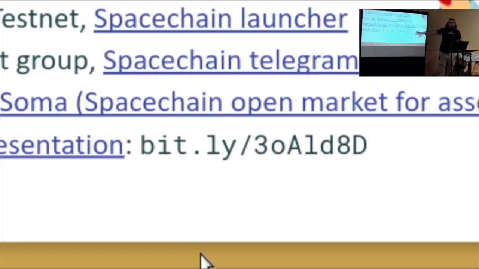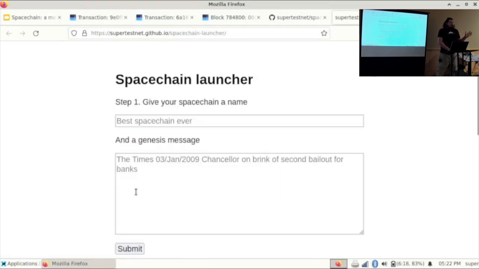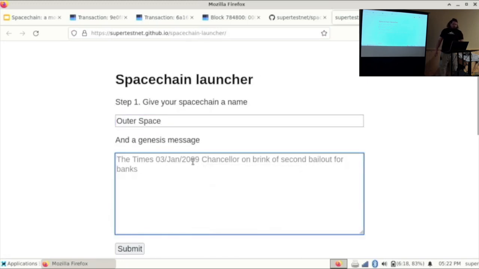All right, everybody good? Great. So, now, everyone should be on this page. Everyone who brought a laptop and wants to do it, you can be on this page, and we're going to make a space chain together. Ready? Let's do it. What are we going to call our space chain? Outer space. You can optionally include a Genesis message, just like Bitcoin had one. What do we want our Genesis message to be, guys? Long live Testnet.